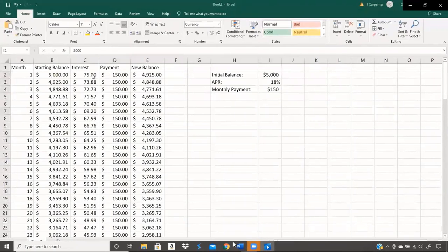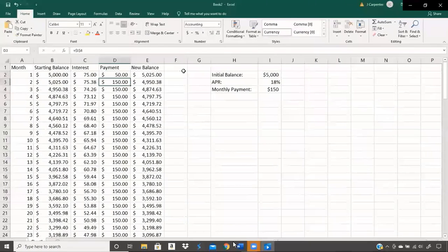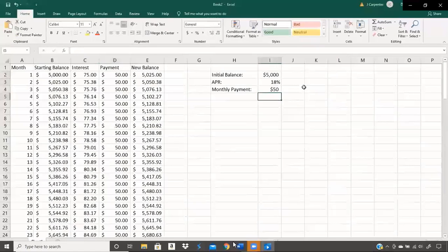Okay, so now we have a $5,000 starting balance. Let's say we had a $50 payment. Let's go back to the $50 payment. Why did I type it there? Because I'm trying to rush. Let's go back to a $50 payment and look at this.